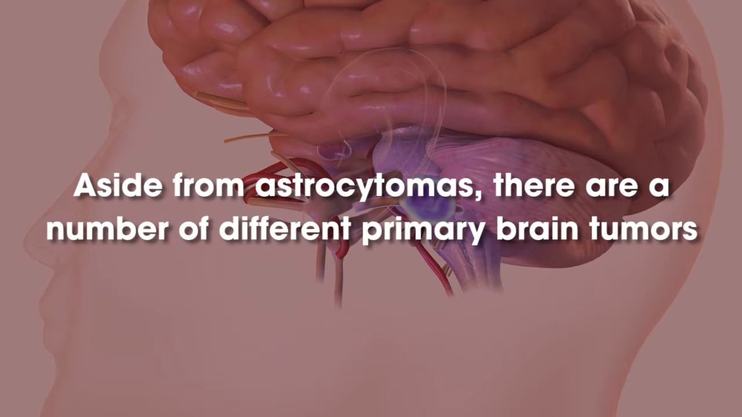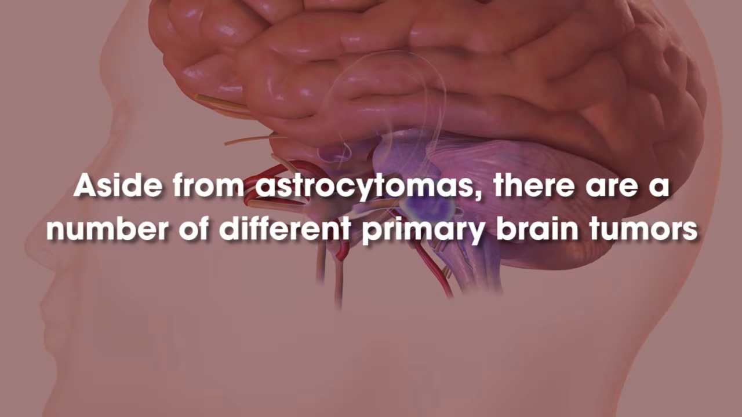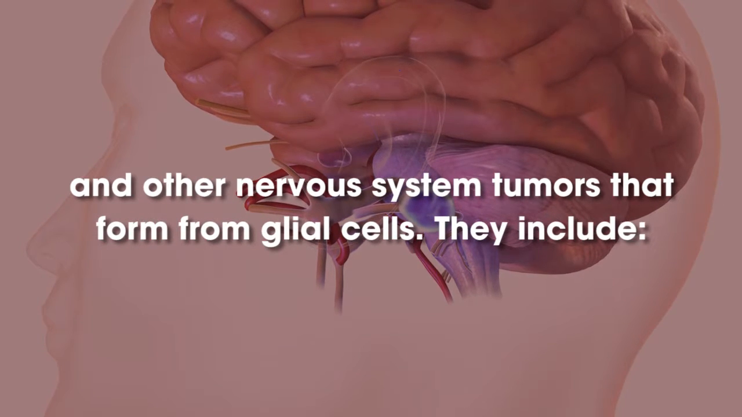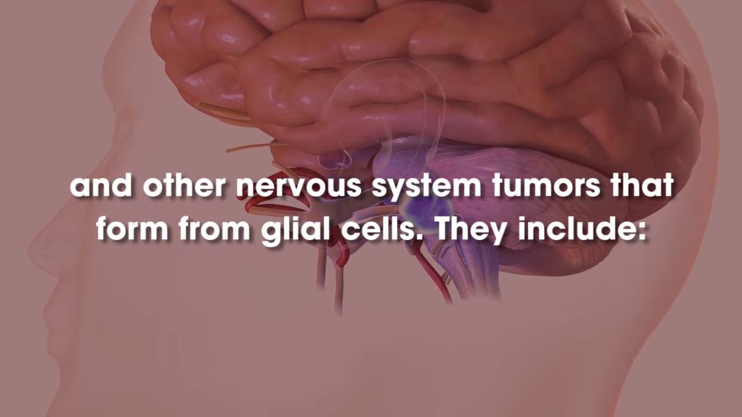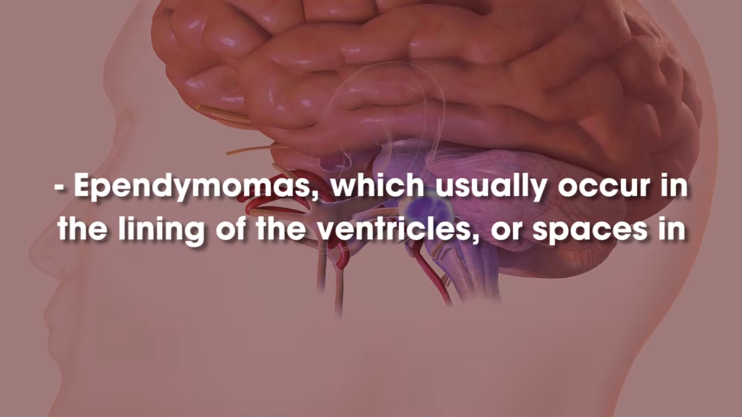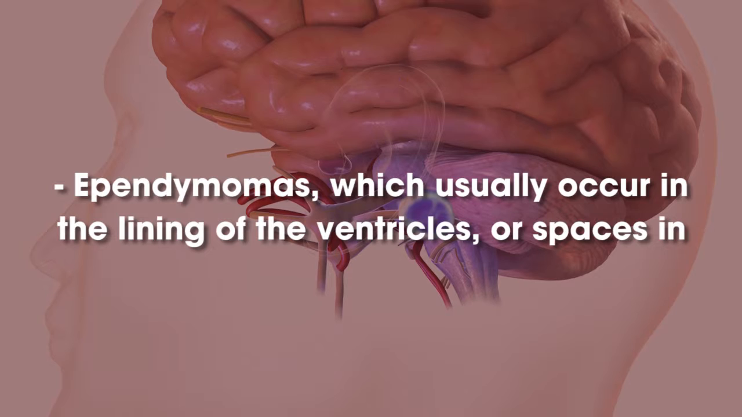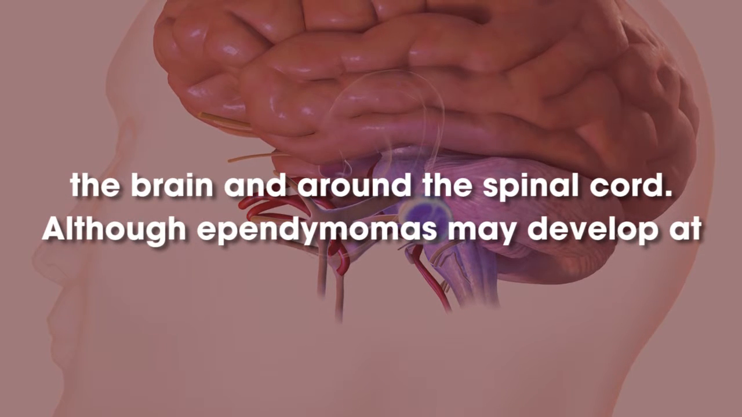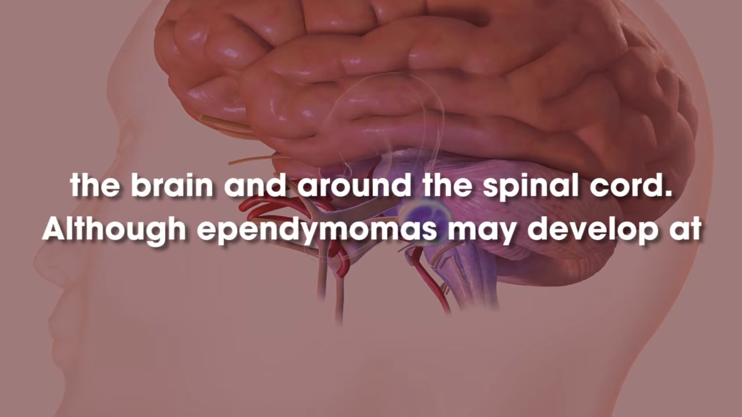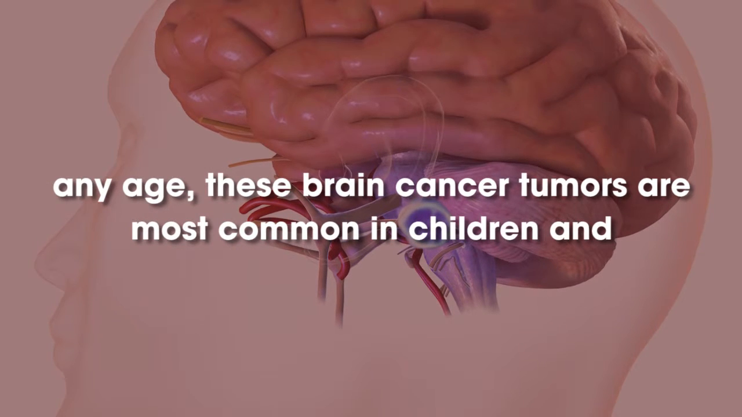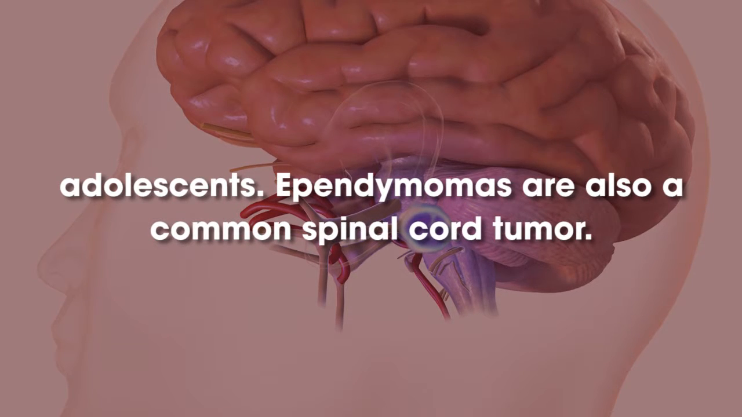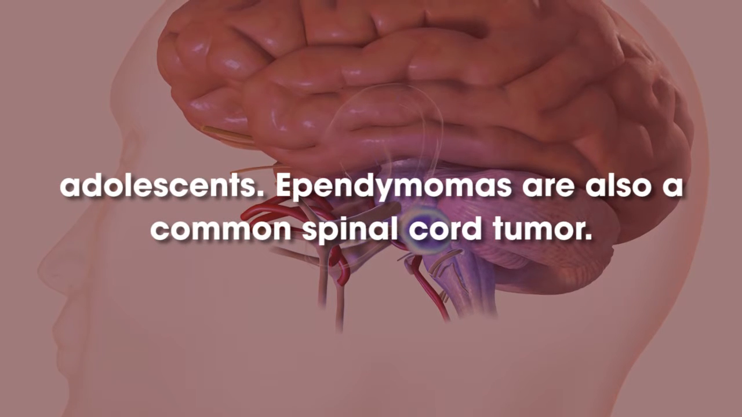Aside from astrocytomas, there are a number of different primary brain tumors and other nervous system tumors that form from glial cells. They include ependymomas, which usually occur in the lining of the ventricles, or spaces in the brain and around the spinal cord. Although ependymomas may develop at any age, these brain cancer tumors are most common in children and adolescents. Ependymomas are also a common spinal cord tumor.